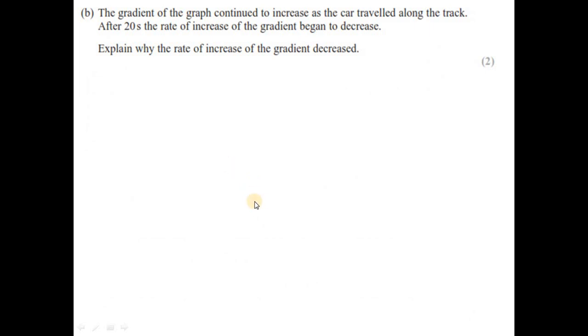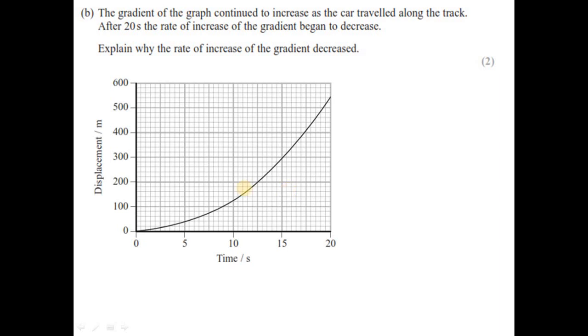The gradient of the graph continued to increase as the car traveled along the track. After 20 seconds, the rate of increase of the gradient began to decrease. Explain why the rate of increase of the gradient decreased. If you see, the meaning of this question is, initially velocity is increasing, so the gradient is increasing at a faster rate, but as the speed is increasing, the gradient is not changing much. That means the rate of increase in the gradient decreases.